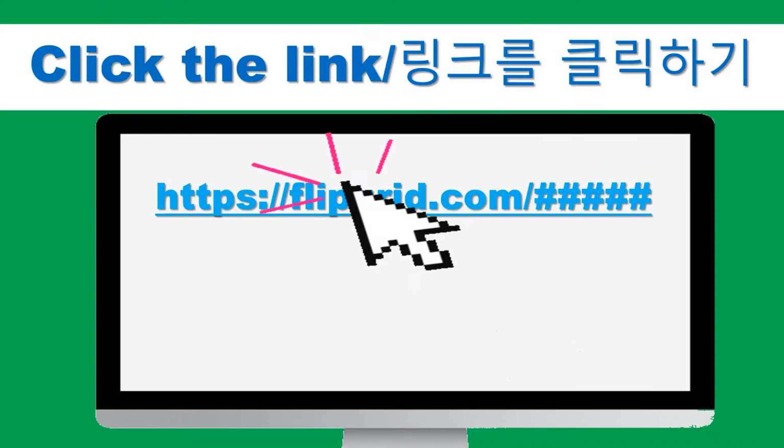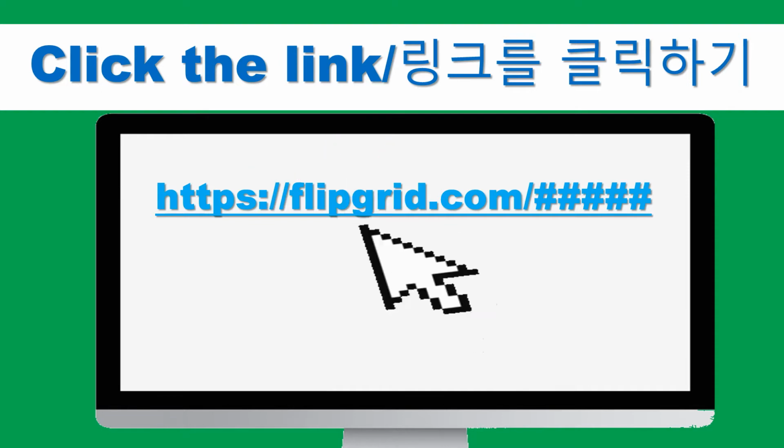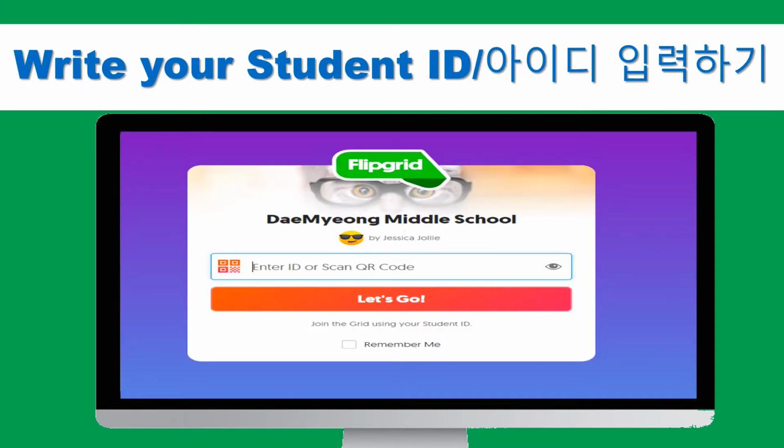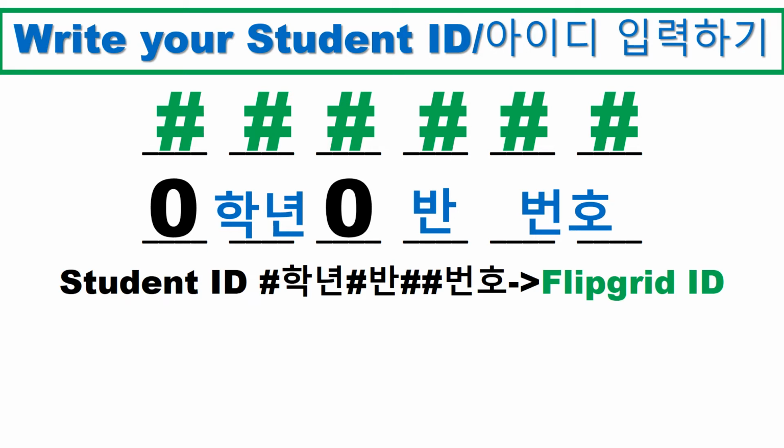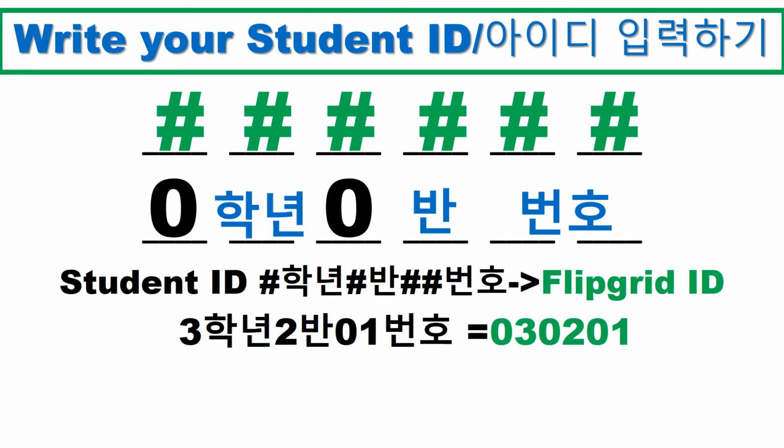First, click the Flipgrid topic link. Then, write your student ID. Your ID for Flipgrid looks like this. It has 6 numbers. So your student ID to your Flipgrid ID looks like this. If this is your student ID, then your Flipgrid ID is 03, 02, and 01.